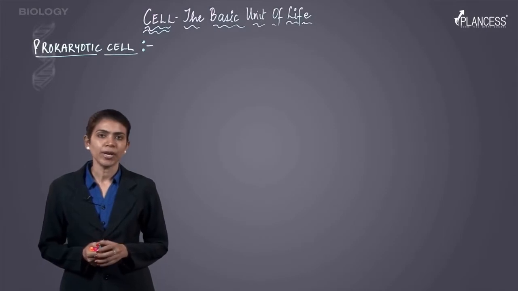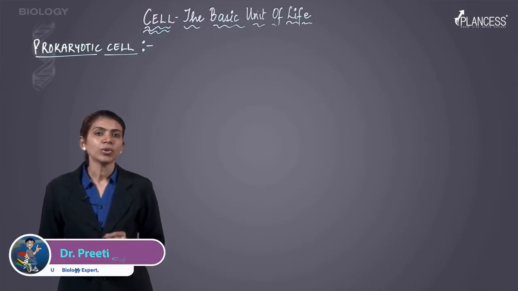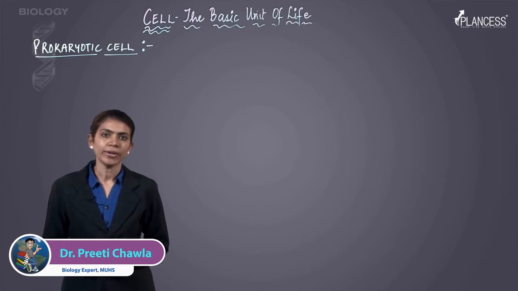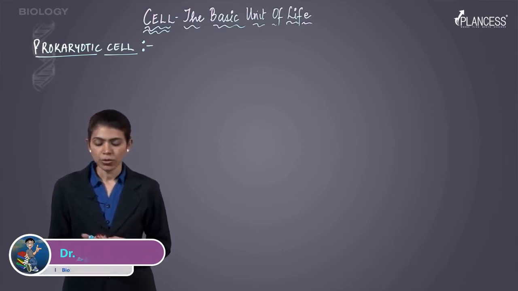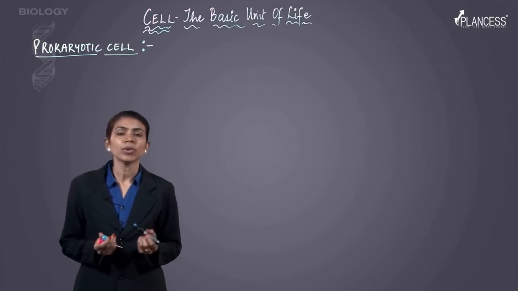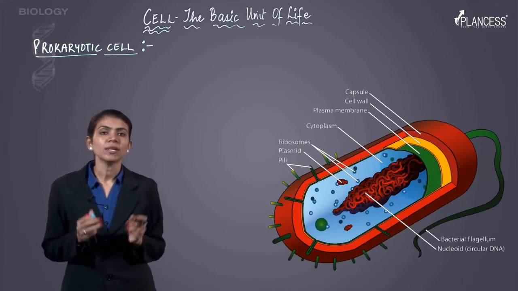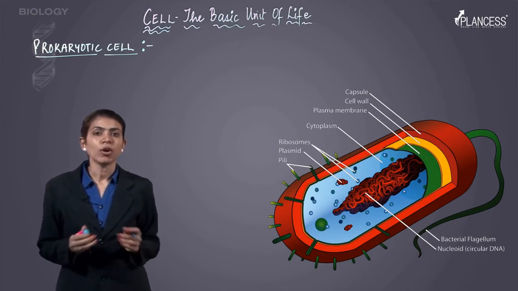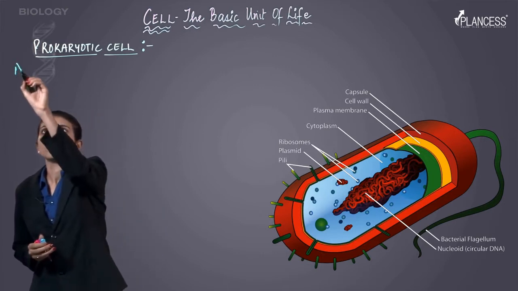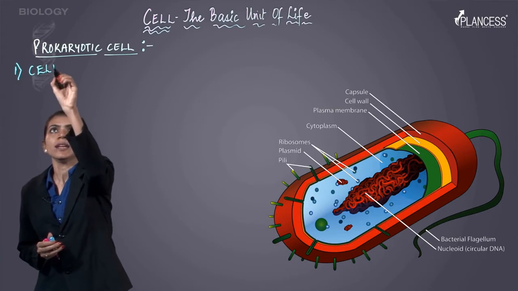Regarding the structure of a prokaryotic cell, we know that in a prokaryotic cell there are no membrane-bound organelles. The organelles in the cell are not bound by membrane. So the first structure in the prokaryotic cell is the cell wall. As we can see, the cell envelope is the outermost covering of the cell. So the first is the cell envelope.